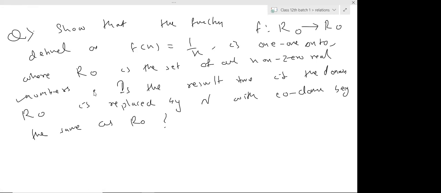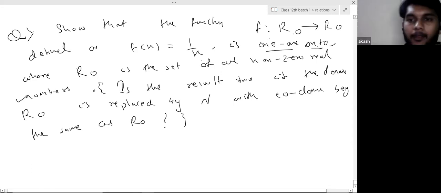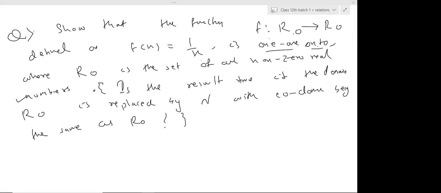Try to solve the first part. The second part I'll solve. Show that the function f from R0 to R0 defined as f of x equals 1 upon x is one-one and onto. So you know how to solve for one-one. Try to solve for onto also. All right. Syed, the question is clear. Yes, sir. All right, I'll give you a few minutes.